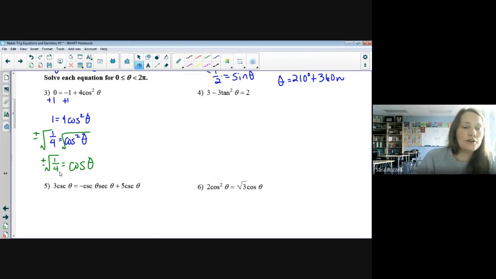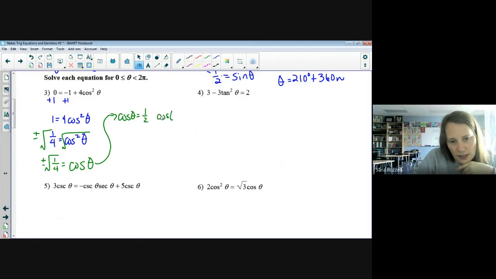And when you do the square root of fractions, we just take the square root of the top and of the bottom. What's the square root of 1? 1. What's the square root of 4? 2. So we're looking for when cosine is positive 1/2 and negative 1/2. So I'm going to draw an arrow over here so we know that. We're looking for two things. We're going to solve them both. Cosine is positive 1/2 and cosine is negative 1/2. So we're searching for both of those things.